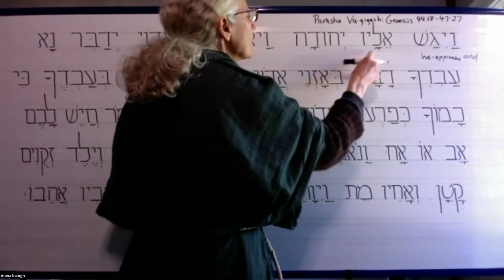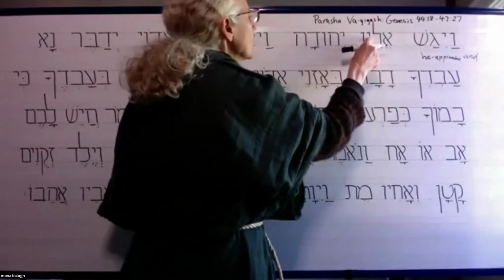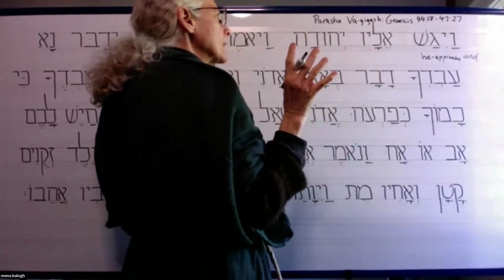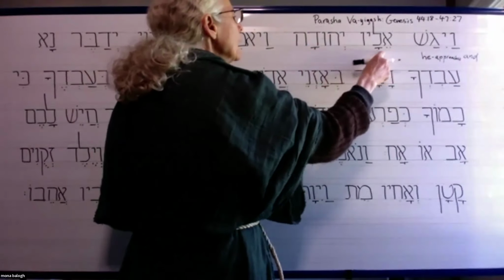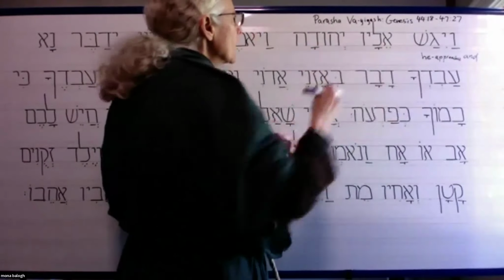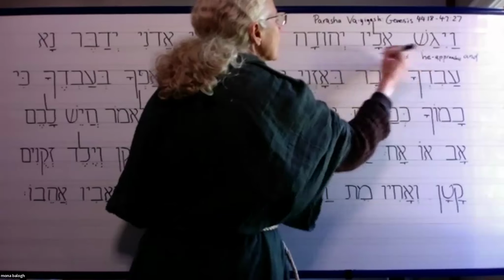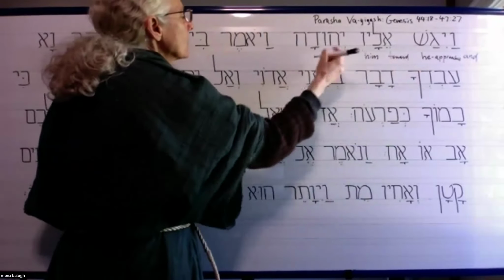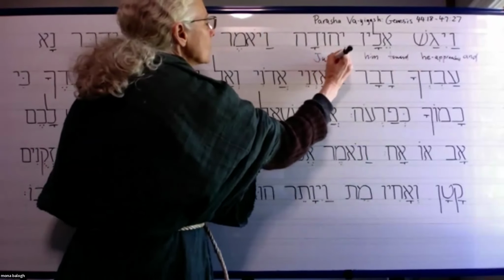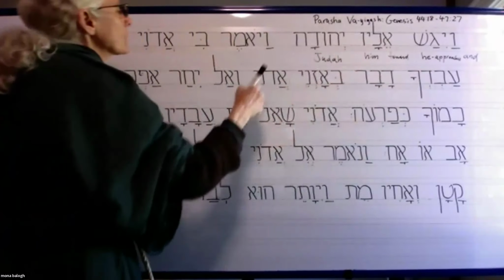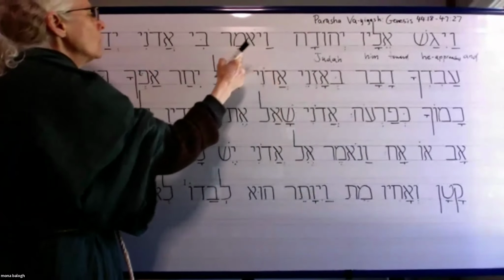Elav. Remember, kamatz yud vav, you ignore the yud. That's just the way it's pronounced. Don't ask me why. The rabbis decided that's what they were going to do. So it's elav. El is movement toward, and this vav here is him. So it's toward him. Yehuda, that's Judah. So Judah is approaching toward Joseph.